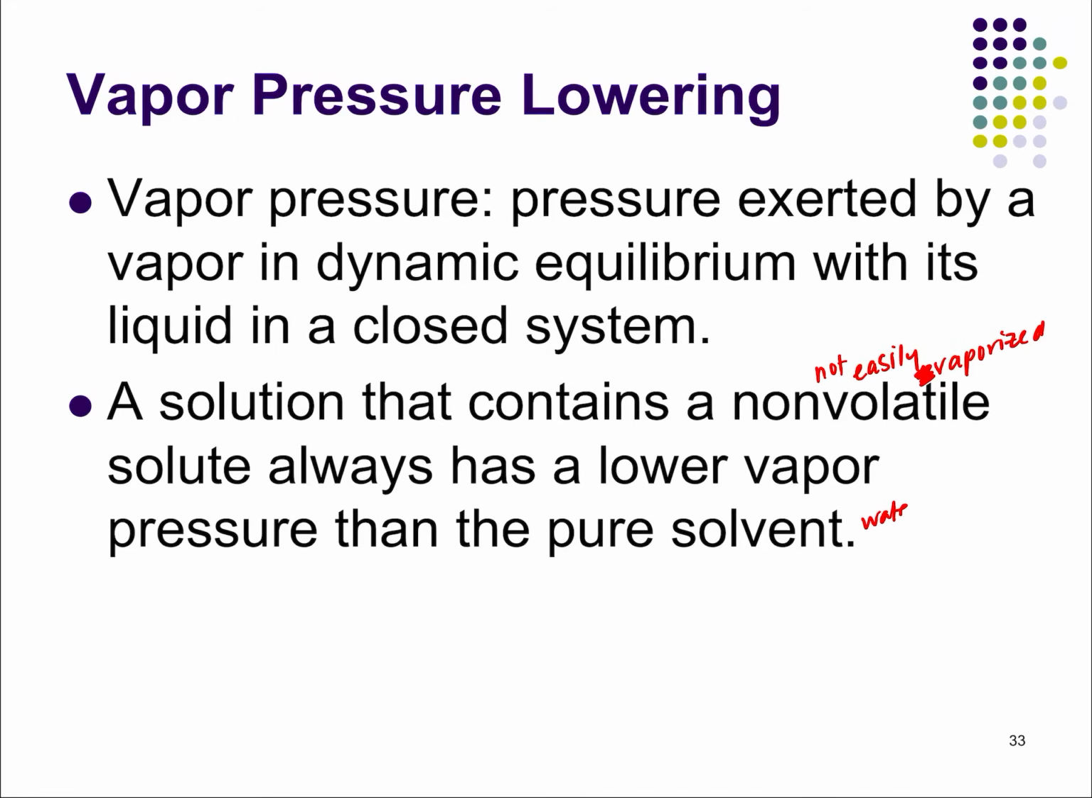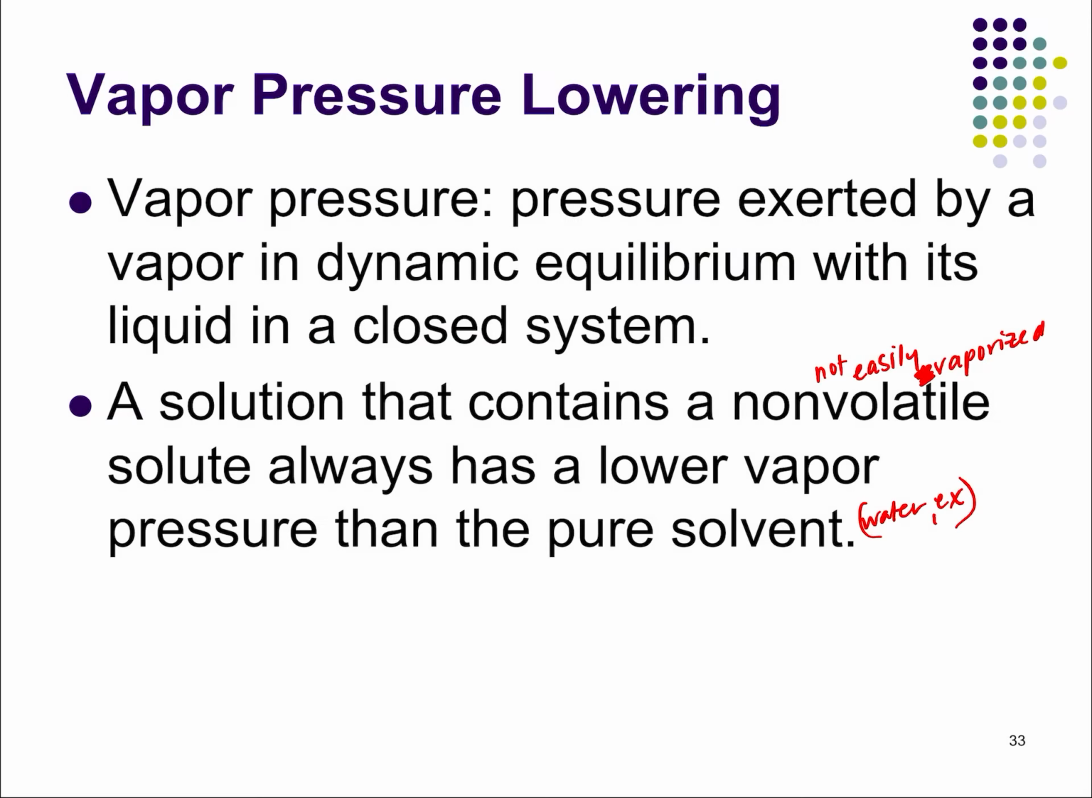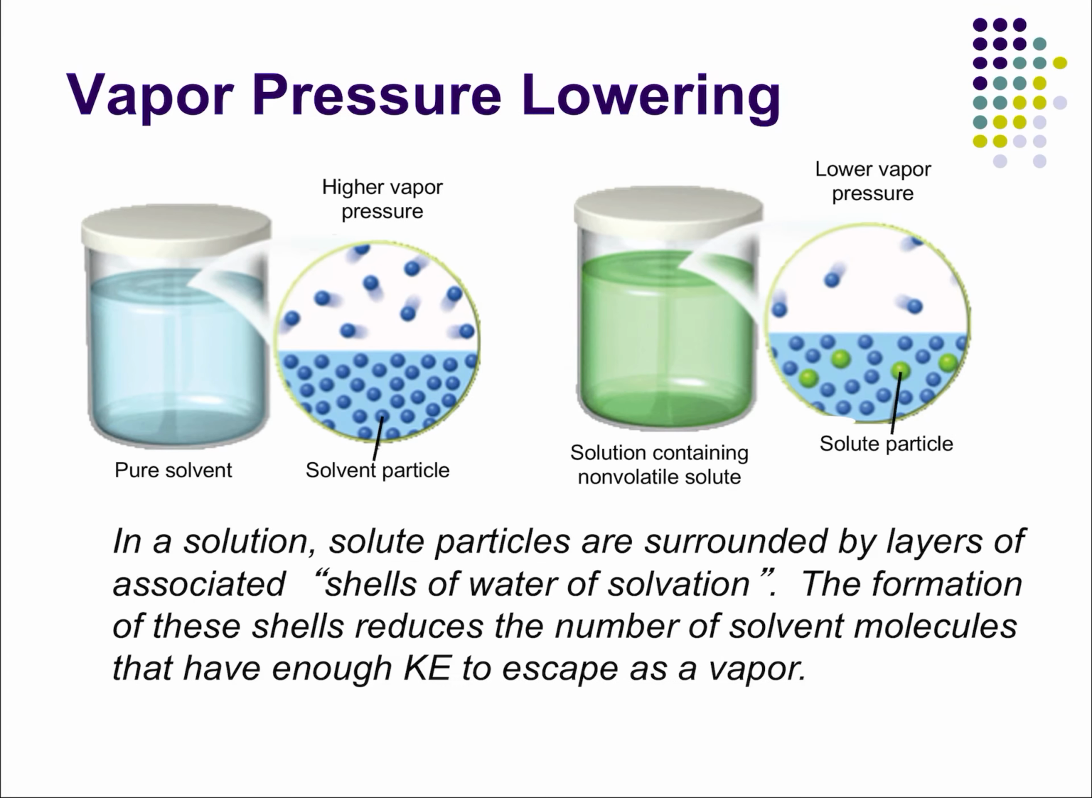always has a lower vapor pressure than that of the pure solvent. So like water, for example. So that's important: the solution that contains a non-volatile solute, something that's dissolved, always has a lower vapor pressure. So here, this has a higher vapor pressure, so it evaporates more easily.